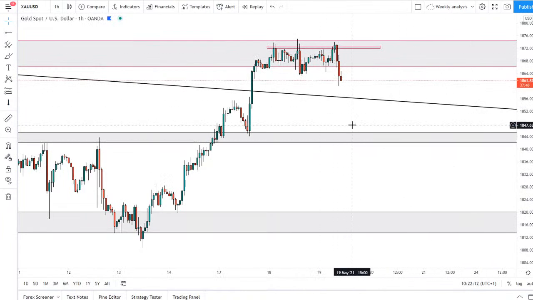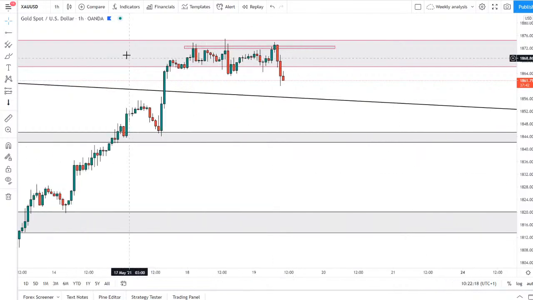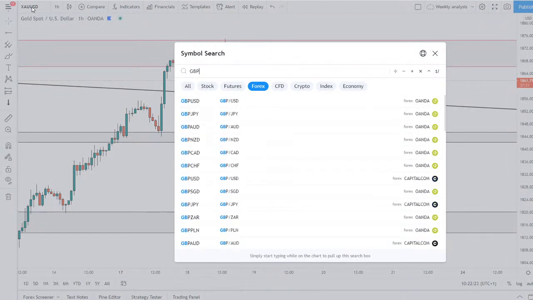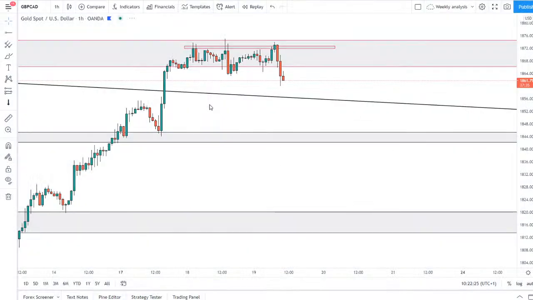Gold, really took a look at gold, expecting to see more continuation to the downside. Taking a look at GBPCAD. So for GBPCAD, I believe we are pushing higher for this pair. Last time I saw it anyway.